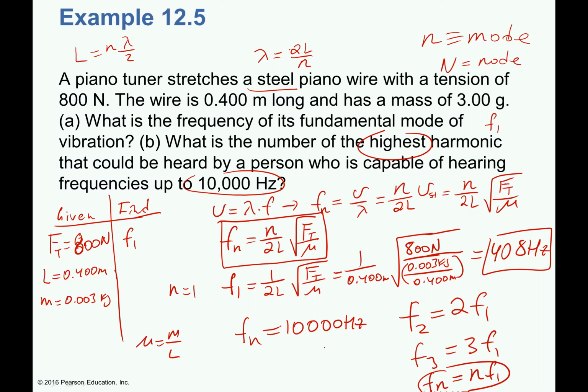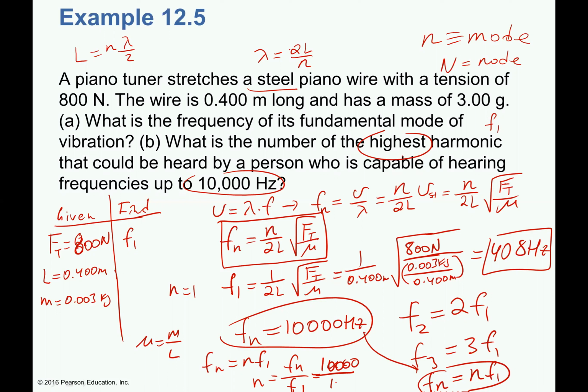That means if I have the f of n, this left side, then I can say f of n is equal to n times f of 1, or n is equal to f of n over f of 1. What we do here is just rearrange this, right? That means I take 10,000 divided by 408 and try to find this n.